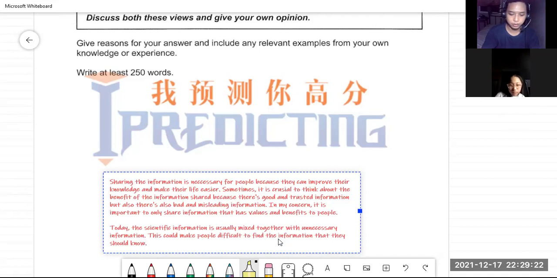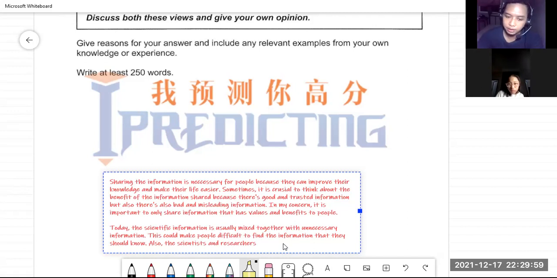Okay, we can add more as well. Like also, the scientists, or we can say the scientists and researchers. Because this could make people find it difficult to find the information that they should know.